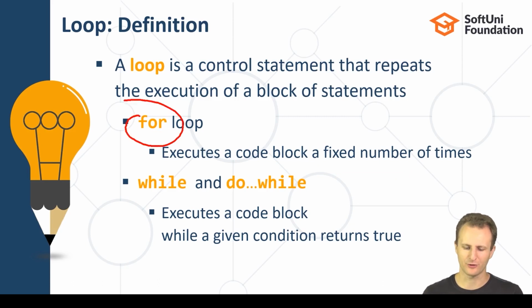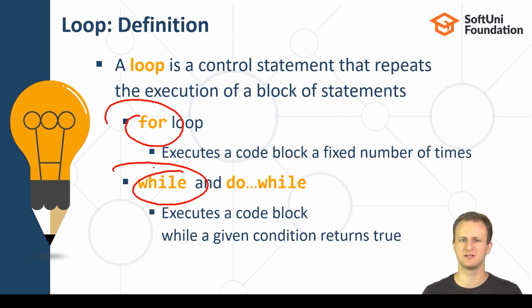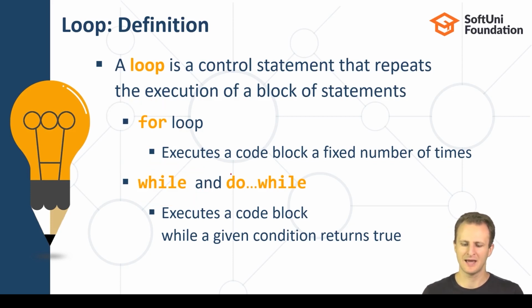And the for loop and the while loop are completely interchangeable. You can do anything with the for loop with the while loop and vice versa. And there's also the do while loop, which is only different from the while loop by the fact that it always does something and then it checks. So it will execute at least once.